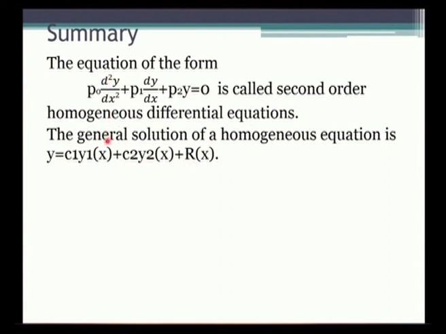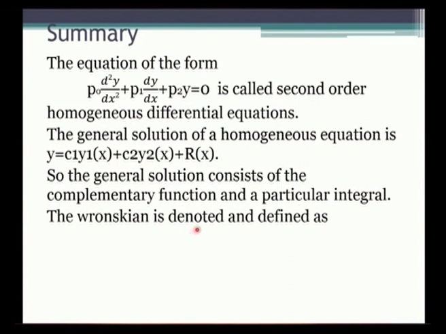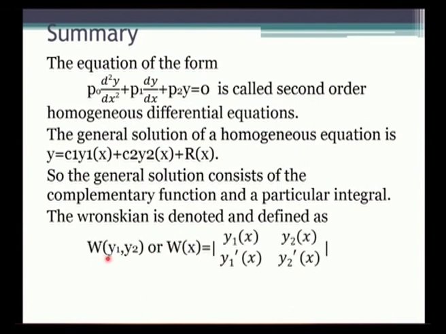So, this is the concept we learnt from this lecture. The general solution consists of the complementary function and a particular integral. The Wronskian is denoted and defined as W of y1, y2, or W of x, which is equal to the determinant of y1 of x, y2 of x, y1 prime of x, y2 prime of x. This is how the Wronskian of solutions is defined.